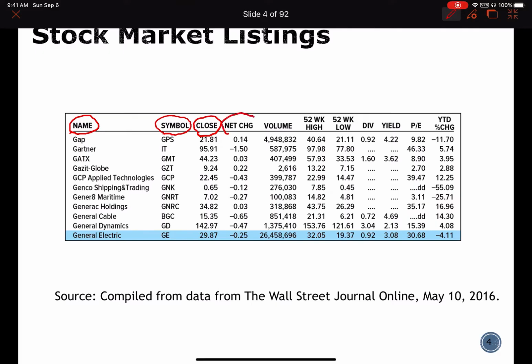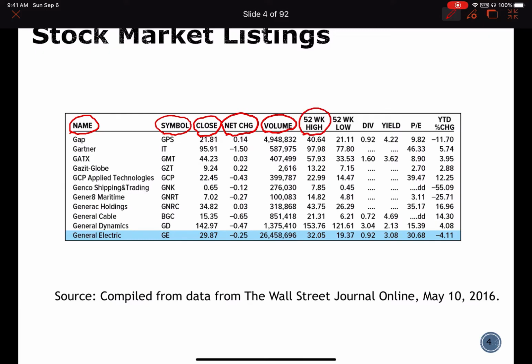Now, this is the net change. So net change basically tells you today's close price minus yesterday's close price, right? Now, volume. Volume basically tells you the transaction volume. So here it tells you how many shares have changed hands between different investors. So let's say if you look at GAP, for this firm, the volume is close to 5 million shares.